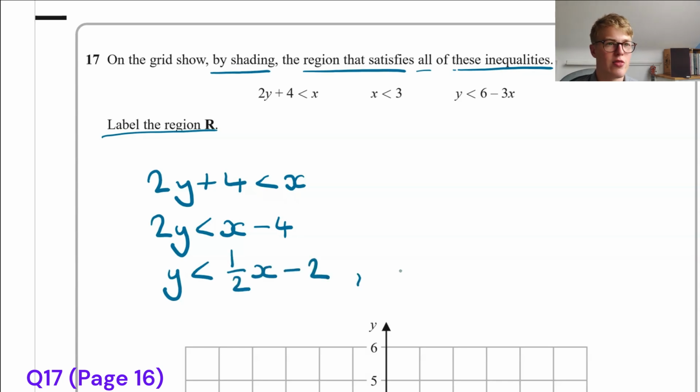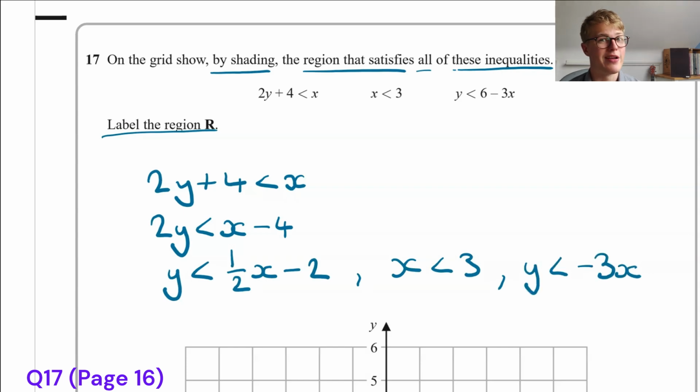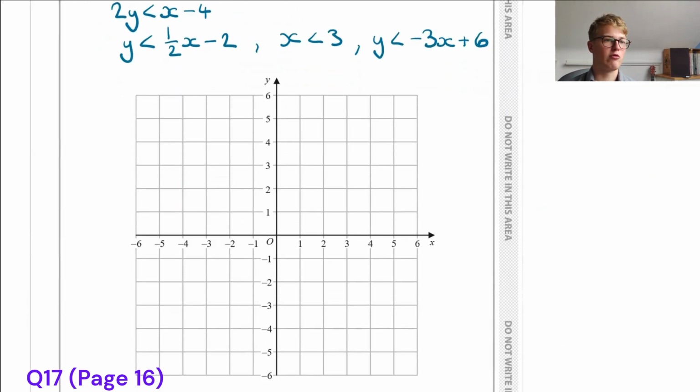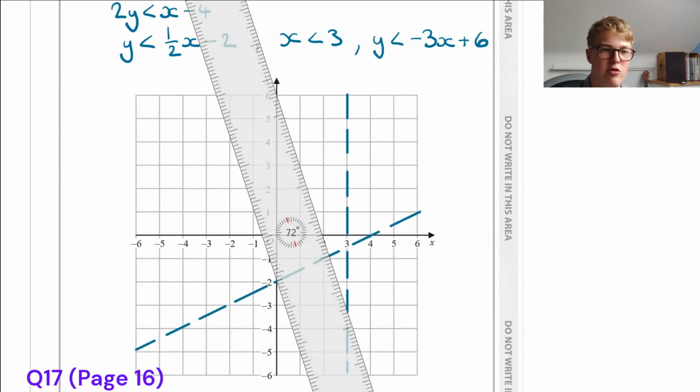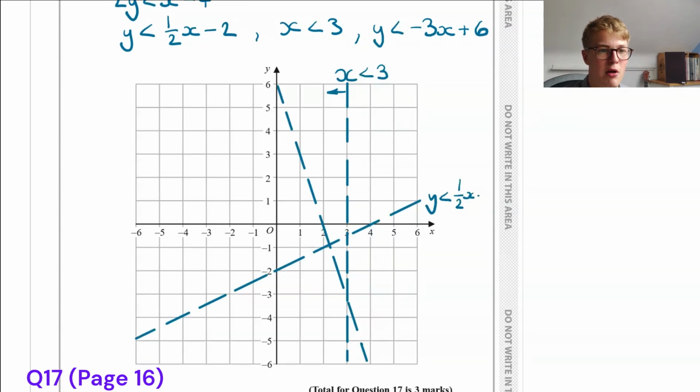Then we've got x is less than 3, and y is less than 6 minus 3x, but we rearrange this to minus 3x plus 6, so we can write it on the graph. So we start off with y is less than minus 3x plus 6, and to plot that, we start with 6 as our y-intercept, and then for every 1 that we go across, we go 3 down, so you get the line you can see here, and we draw it dashed because it's less than, and it's not less than or equal to.